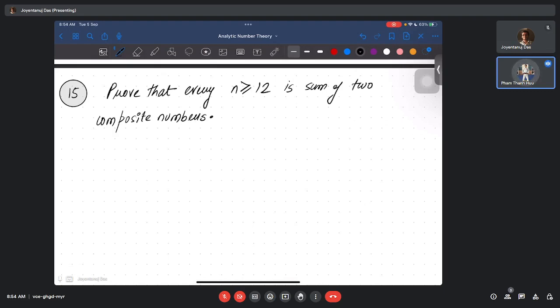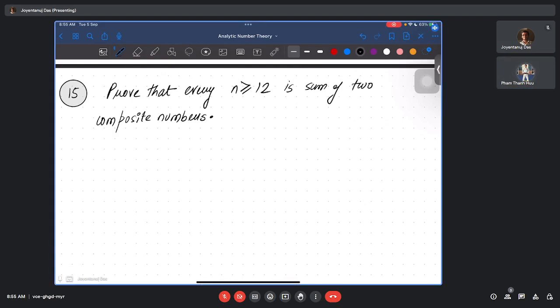12 is 6 plus 6, but you have to write 6 plus any number. 13 is 6 plus 7, but no, 7 is not composite, that is not possible. Any other expression you have to think. 4 plus 9, yes, that we can write.